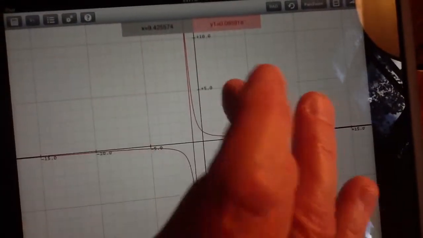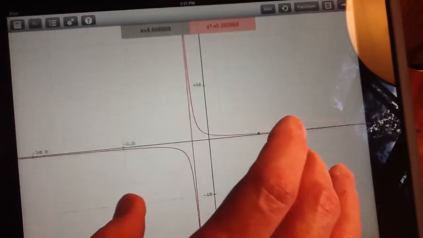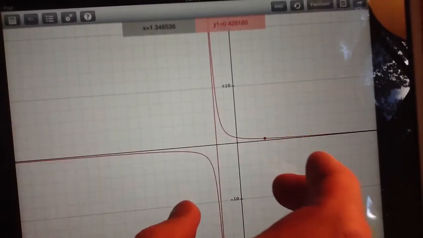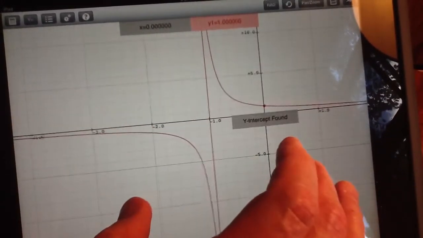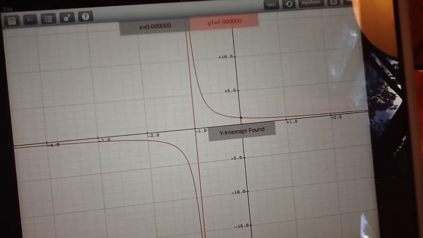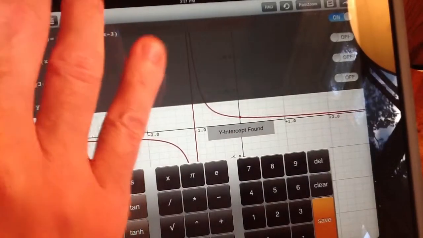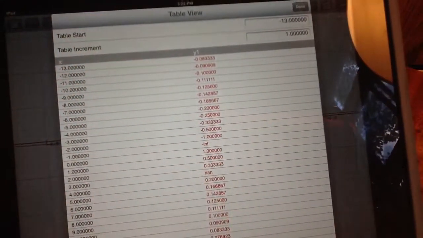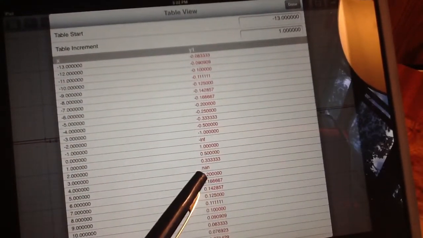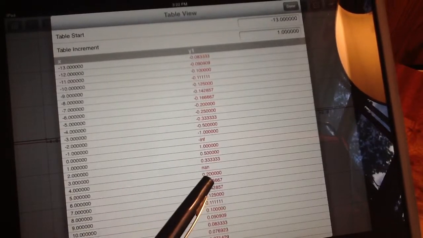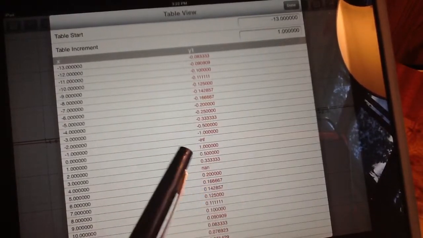All right, so there we have a nice graph. Obviously, there's a vertical asymptote that looks to be at -1. Just for giggles, let's take a look at the table. And if we look at the table, we see right there, whoa, there's a hole at 3. All right, well, that's what the calculator says. Let's see what we can figure out.